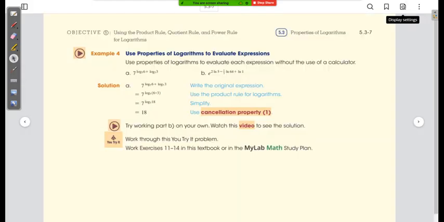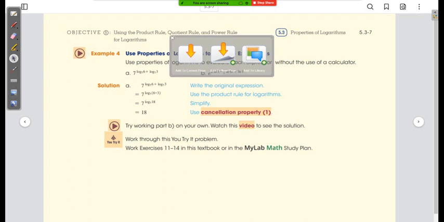Maybe we're going to condense now. No, we're still not going to. All right, well, I know we get there eventually. I just forgot when. Alrighty, so use properties of logarithms to evaluate expressions.